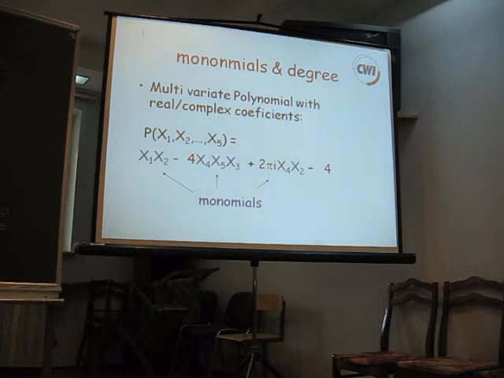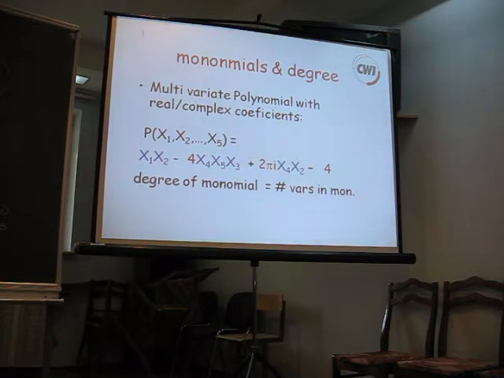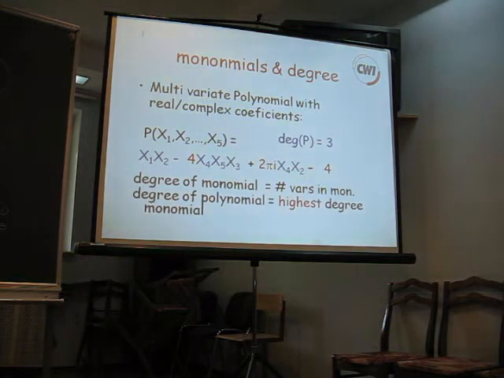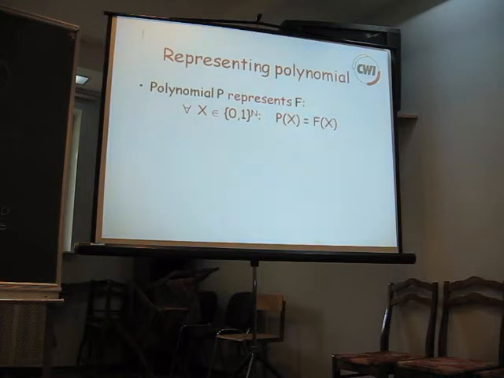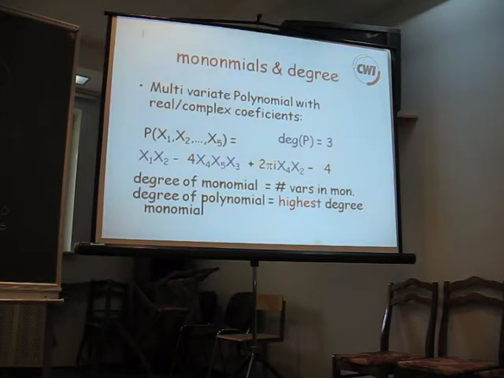In particular, these things are called monomials, and the things in front of them are called the constants. What we're interested in is the degree of monomials, which is the number of variables in such a monomial. And we can talk about the degree of the polynomial, which is the degree of the highest degree monomial in the polynomial. So you don't have, for example, x squared, because you have only zeros and ones.